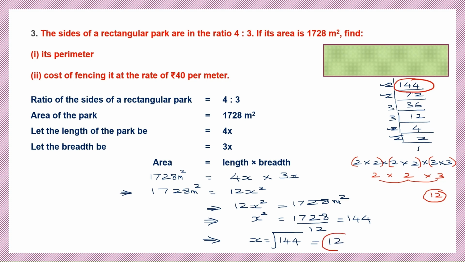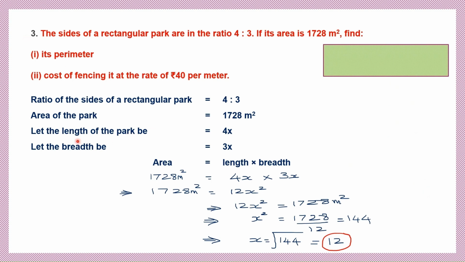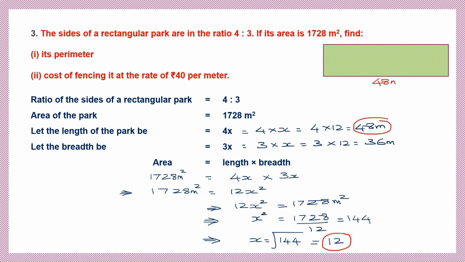So now that we have found the value of x, we can find the length and the breadth. For x, we can substitute x with 12. So let's do that. So 4x will be 4 into x, which is 4 into 12, which is 48. So this is 48 meters. Whereas here 3x means 3 into x, and we found x to be 12. 12 threes are 36. So now we have found the length, 48 meters, and the breadth, which is 36 meters.